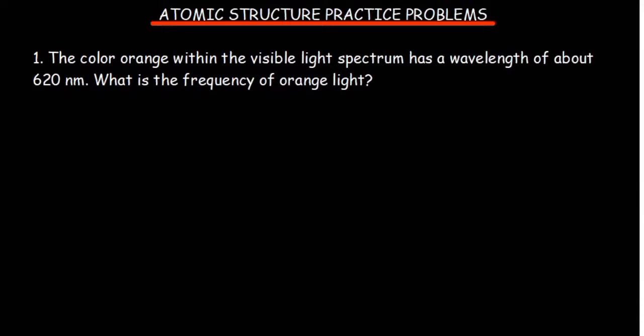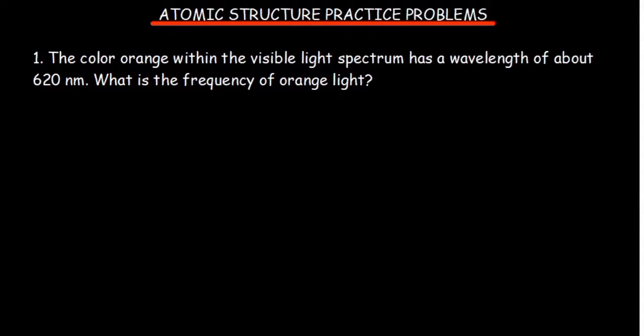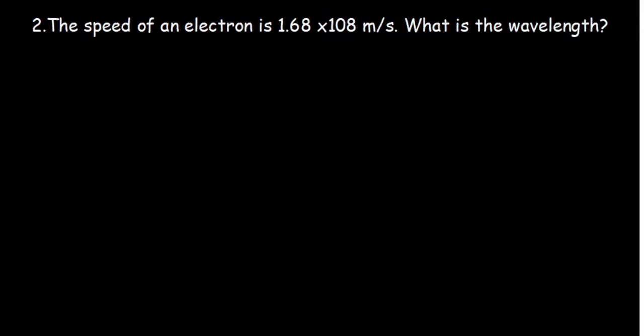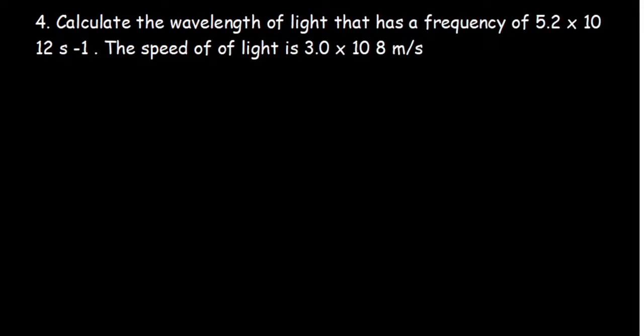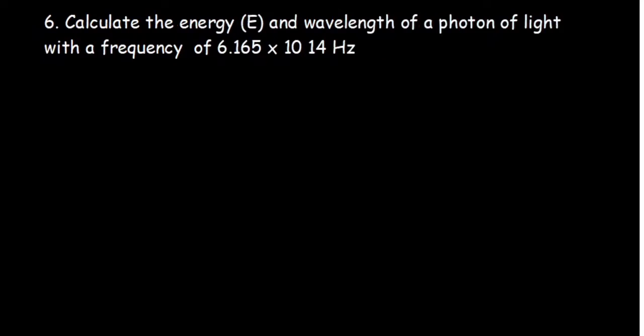In this video, we're going to go over atomic structure practice problems. So we're going to solve a number of questions to do with atomic structure. The first one is dealing with the issue of wavelength and frequency. In the second part, we get to talk about the de Broglie wavelength. In the third part of the question, we get to talk about the wave number and the frequency. The third one, we get to talk about the speed of light and the frequency, which are still wave properties.